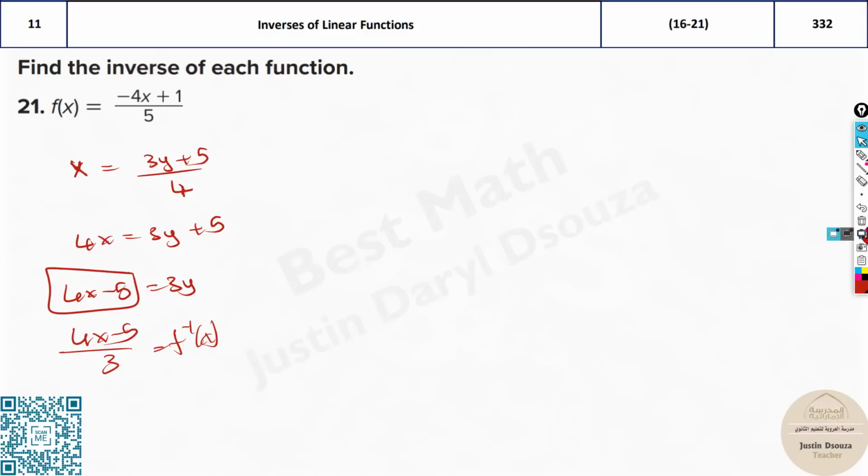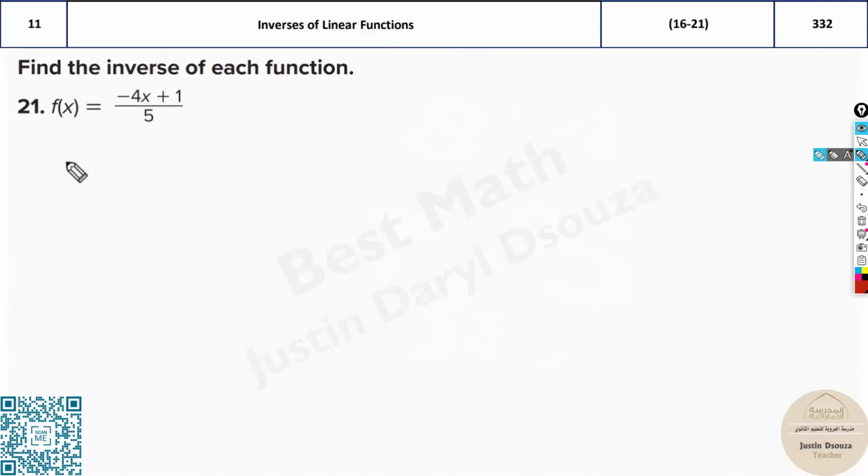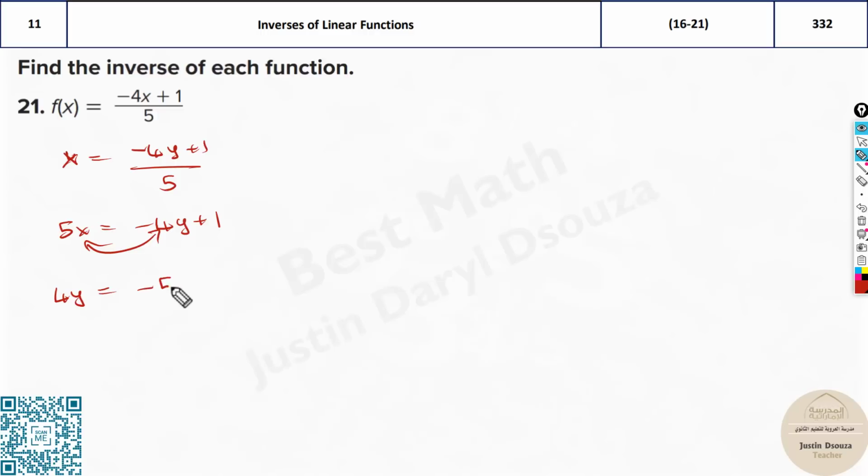And similarly, the last problem, just like that, it will be x is equal to (minus 4y plus 1) divided by 5. 5 to the other side will be 5x equals minus 4y plus 1. Now here what you need to do is, because I need y always positive, I'll take this to the other side, I'll swap these two, okay? 4y becomes positive and 5x becomes negative plus 1. And now y is equal to (minus 5x plus 1) divided by 4. That'd be the final answer.